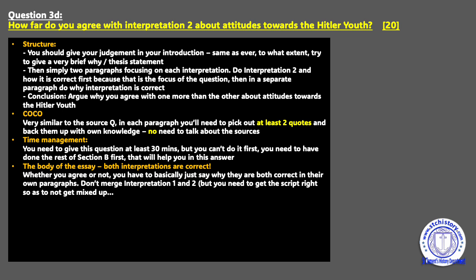But you do need to get the script right so as to not get that mixed up, and you'll see why in the model answer in a minute. The script is very easy. You're just going to make it clear to the examiner that you've said interpretation 2 is, but you're also acknowledging that the view of interpretation 1 is also correct as well.